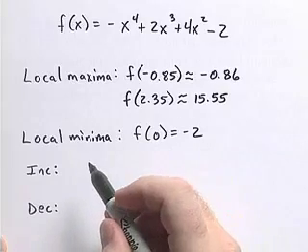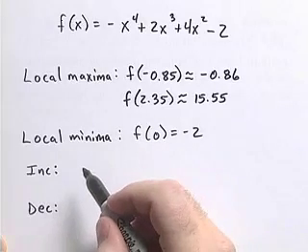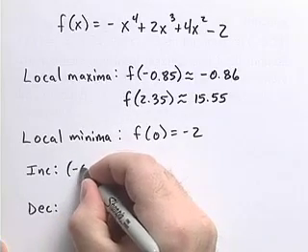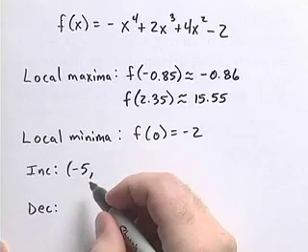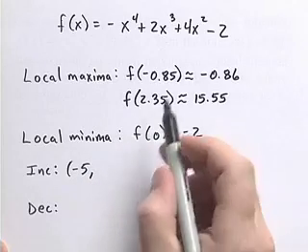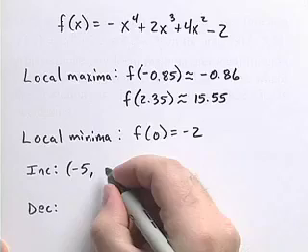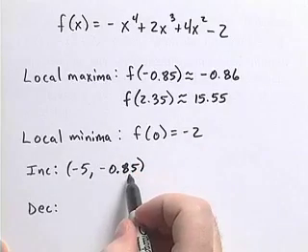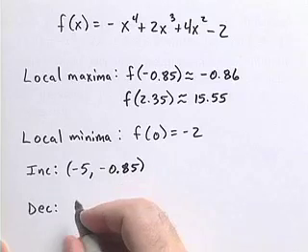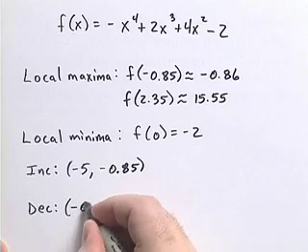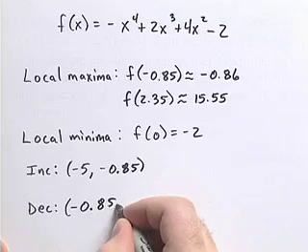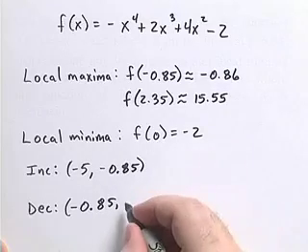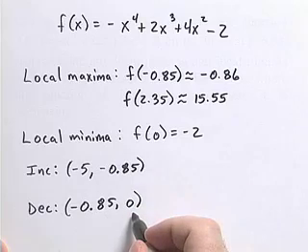If we recall from our graph, the graph was initially increasing, so we're going to start from the left side. We were increasing starting at negative 5, and we increase until we get to that first maximum. That occurred at negative 0.85, so we know the function's increasing on this interval. Once we hit the maximum, the function started to decrease, so we're decreasing from negative 0.85, and we decrease until we hit the minimum. The minimum occurred at 0, and so we're decreasing on this interval.